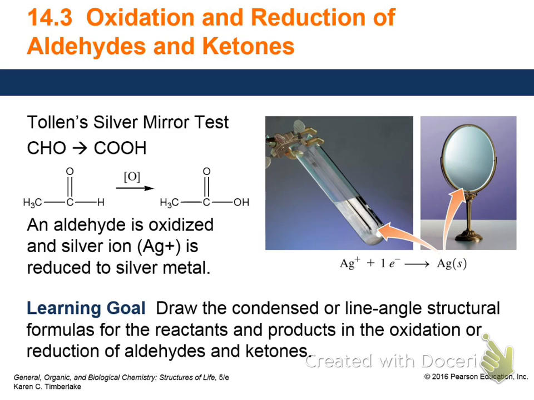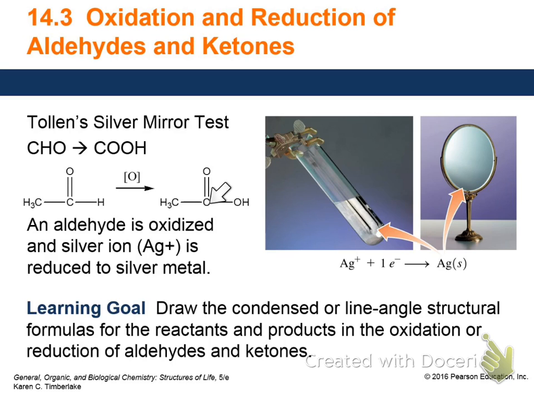Okay, so reactions of aldehydes and ketones. One of them is called Tollens test. The full name of it is Tollens silver mirror test. And in this silver mirror test, they have a picture of it on the right here. You take an aldehyde and you react it to form a carboxylic acid. So the aldehyde's getting oxidized, okay?